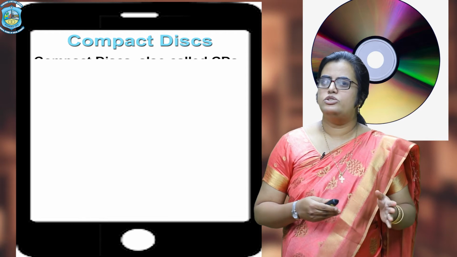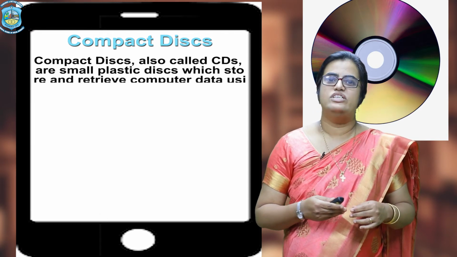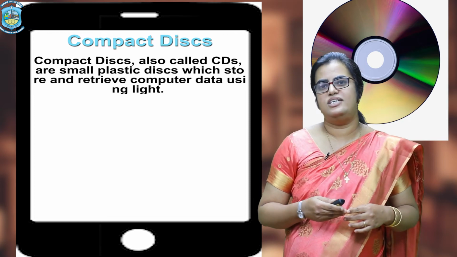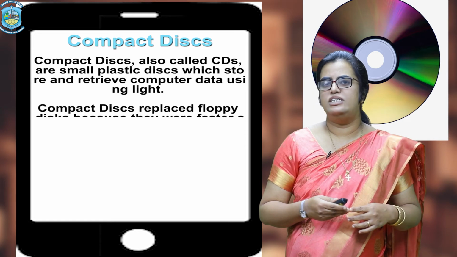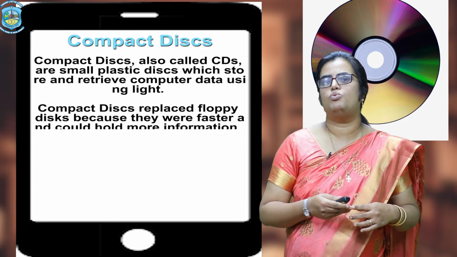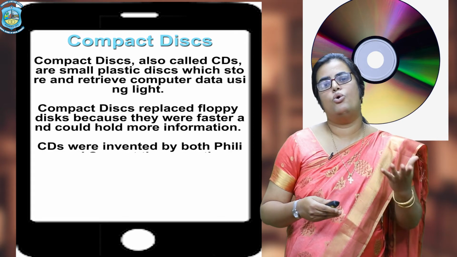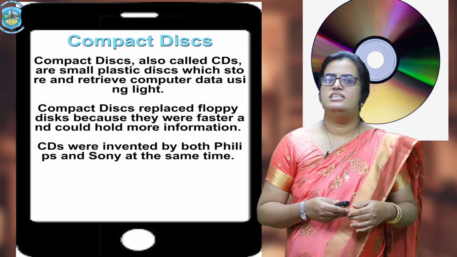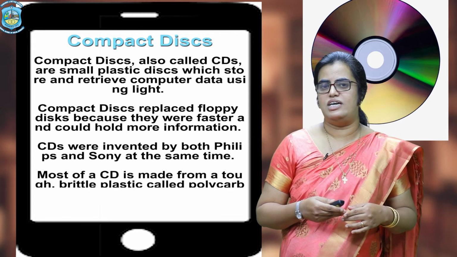The next device is a compact disc. We are all familiar with a compact disc. Compact discs, also known as CDs in short, are small plastic discs which store and retrieve computer data using light. They replaced floppy disks because floppy disks were very slow and they were comparatively faster and could hold more information. CDs were invented by both Philips and Sony at the same time.